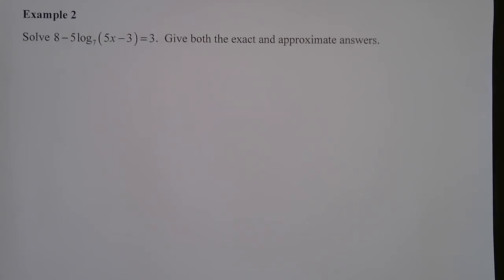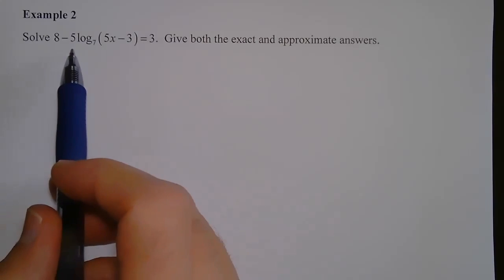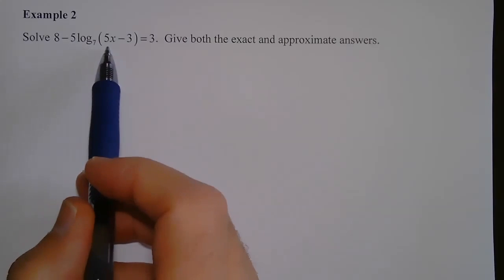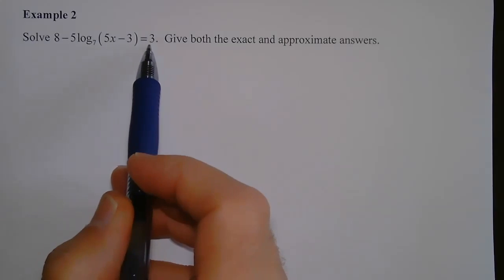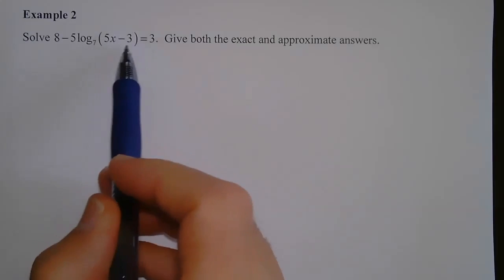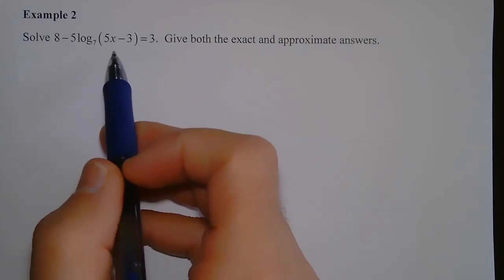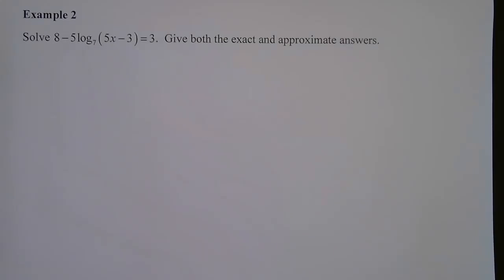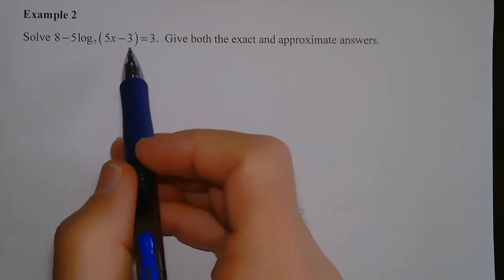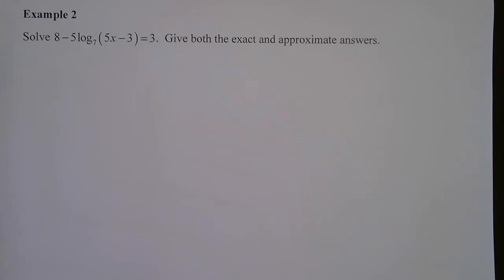All right, guys, for example 2, we're going to be solving 8 minus 5 log base 7 of 5x minus 3 is equal to 3. This 5x minus 3 is called the argument of the logarithm. That's what we're taking the log of. And this argument, for logarithms, can't be 0 and it can't be negative. So this 5x minus 3 is going to have to be a positive value. So there are restrictions on these.